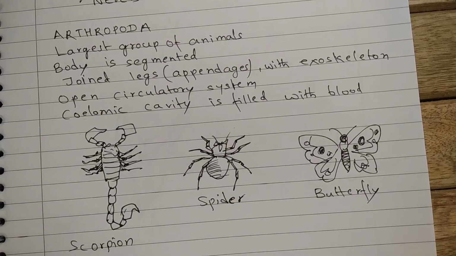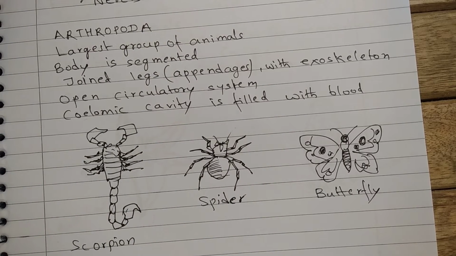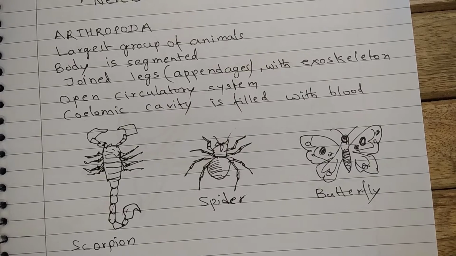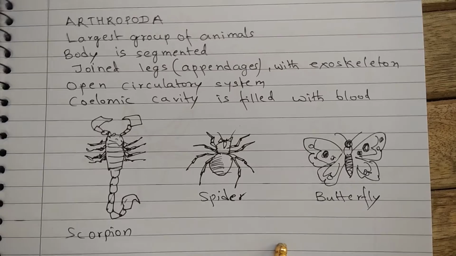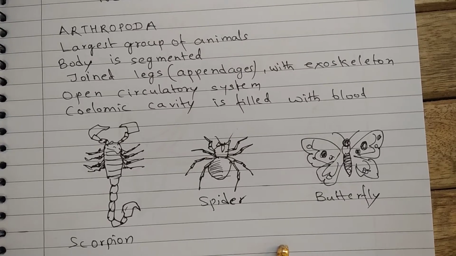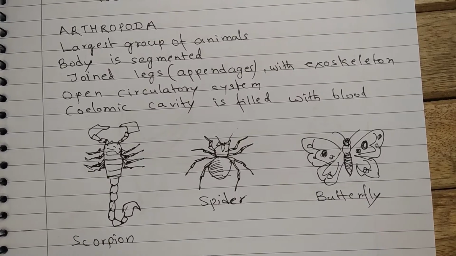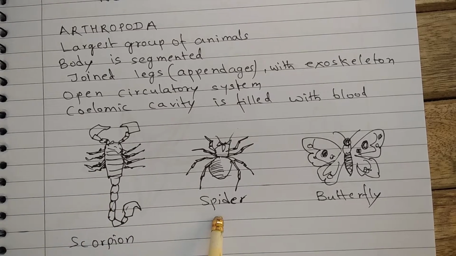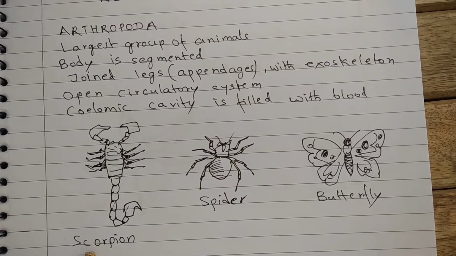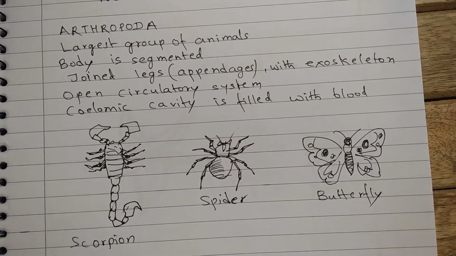This animal has an open circulatory system, which means there are no closed blood vessels, and the blood flows in the coelomic cavity. The coelomic cavity is filled with blood. So there are some examples. A scorpion. This figure shows a scorpion. This is a spider, butterfly, housefly, cockroaches, grasshopper. There are so many examples. Dragonflies.